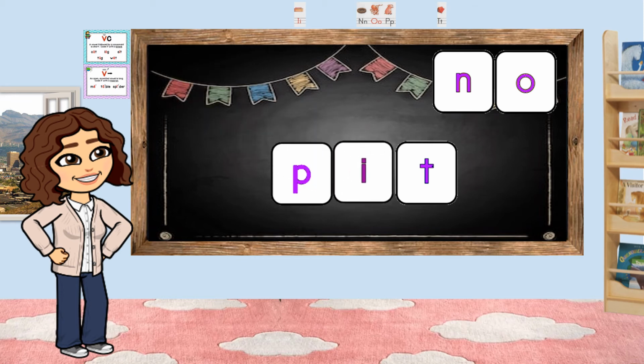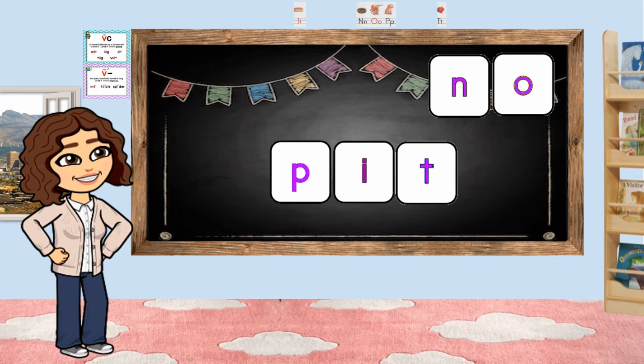All right, so we need to move our N and O up high, and we need to move down to the middle our P, I, and T. Make sure your letters look just like my letters. And here we go. We're going to sound this out. Do you remember what sound short I makes? Remember, igloo, i.